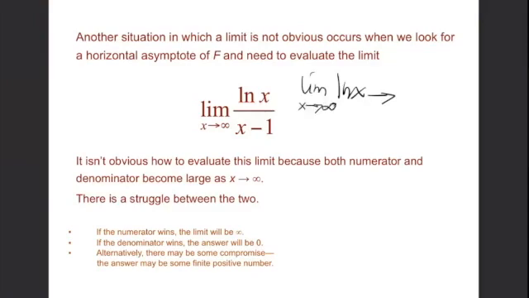Let's say you start with ln of 100, then ln of 1,000, ln of 1 million. Positive infinity, ma'am? It is infinity. Yes, correct. Now, what is the limit as x approaches infinity of x minus 1?